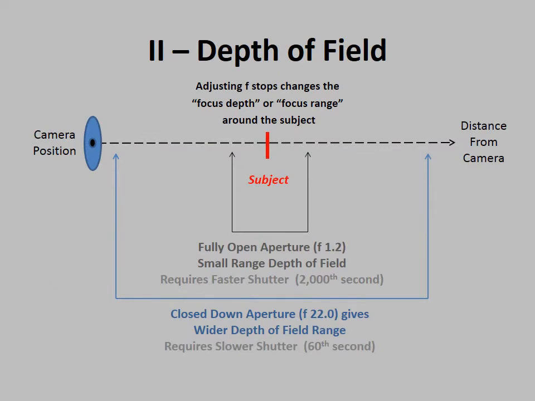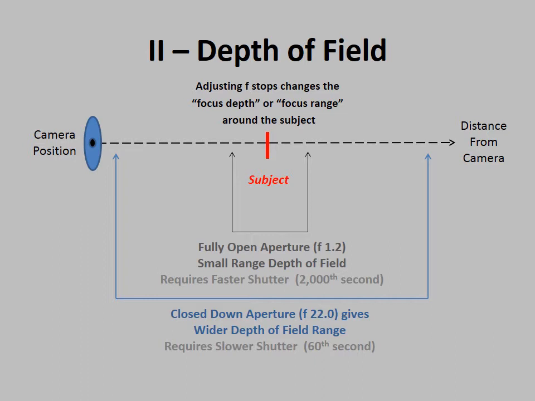The second lighting factor is depth of field. With the subject in the middle, the red line, the depth of field is narrow between the 2 black arrows. The camera is on the left and the distance from the camera is to the right.